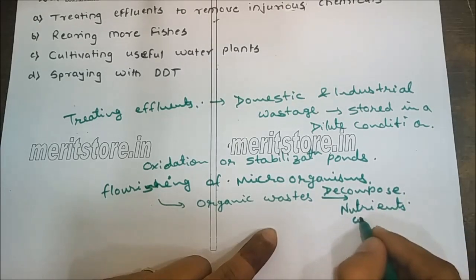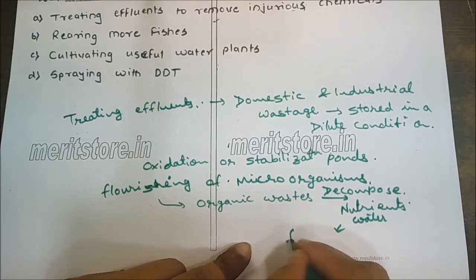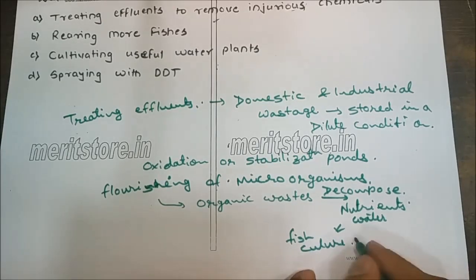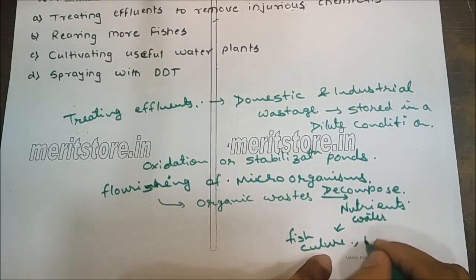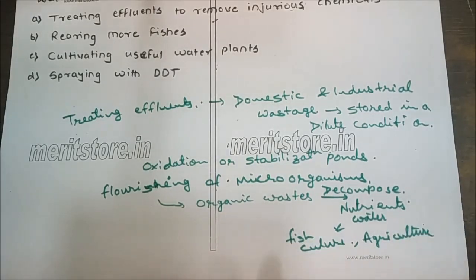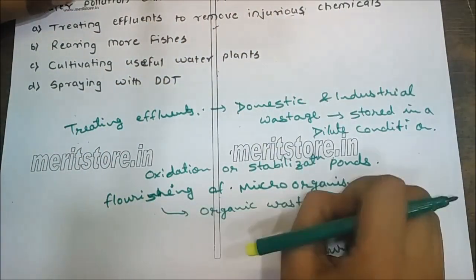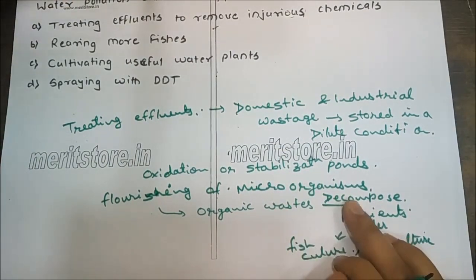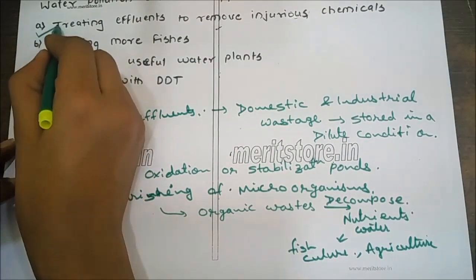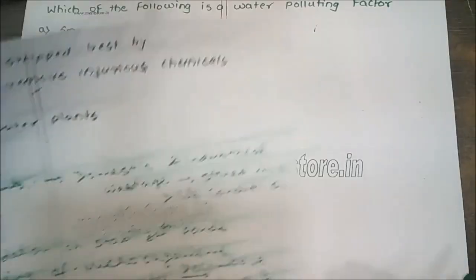and this water can be used in fish culture, or in crop harvesting, that is our agriculture. Water pollution can be stopped best by treating effluents to remove injurious chemicals by the flourishing of microorganisms. Our answer will be treating effluents to remove injurious chemicals by oxidation or stabilization ponds.